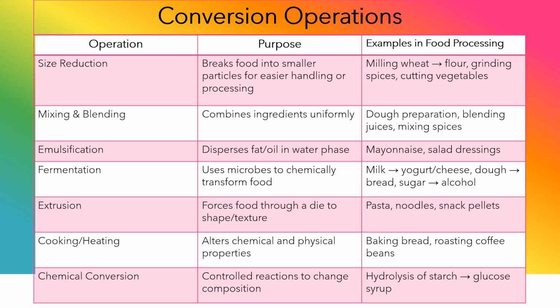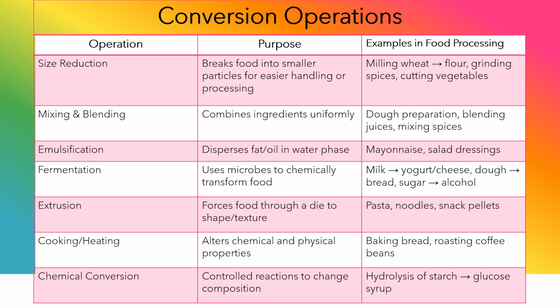The first one is size reduction. It basically means breaking food into smaller pieces for easier processing. For example, grinding wheat into flour, cutting vegetables into slices. The next one is mixing and blending. It combines ingredients to achieve uniformity. For example, mixing sugar into milk for flavored drinks.